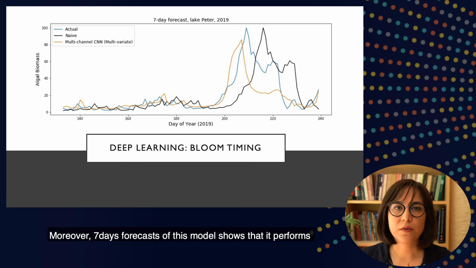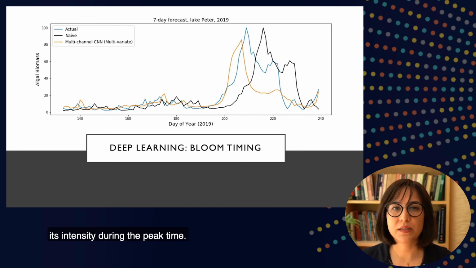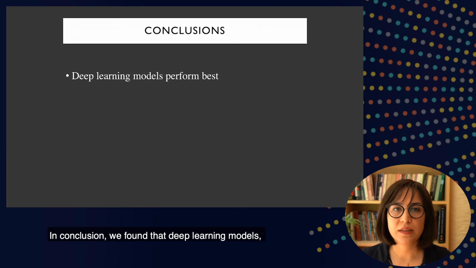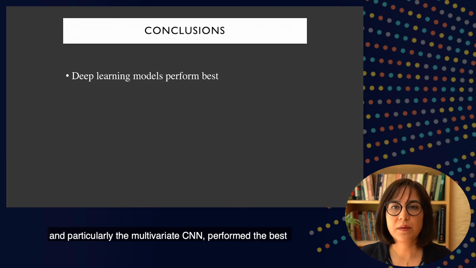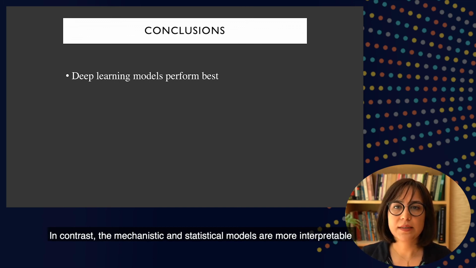Moreover, 7-day forecast of this model shows that it performs pretty strong at detecting the bloom timing as well as predicting its intensity during the peak time. In conclusion, we found that deep learning models, and particularly the multivariate convolutional neural net, perform the best at both reducing the forecast error and also predicting bloom timing. In contrast, the mechanistic and statistical models are more interpretable but were not flexible enough to provide accurate forecasts.